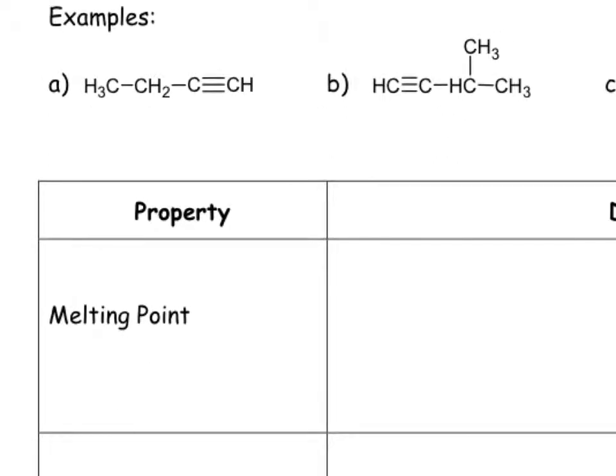For A, my main chain is 4 carbons going horizontally across my page, and I have a triple bond there. Because I have 4 carbons in my parent chain, my root is going to be but, and I need to number my chain so that that triple bond gets the lowest number. If I do that starting on the right side, I'll have my triple bond at carbon number 1. So example A is but-1-yne.